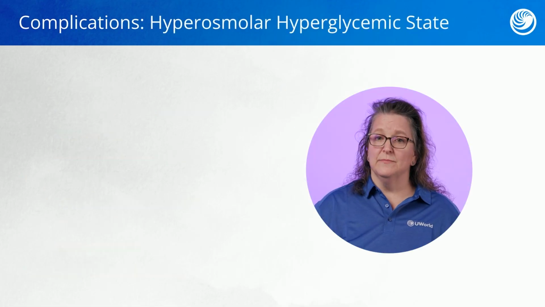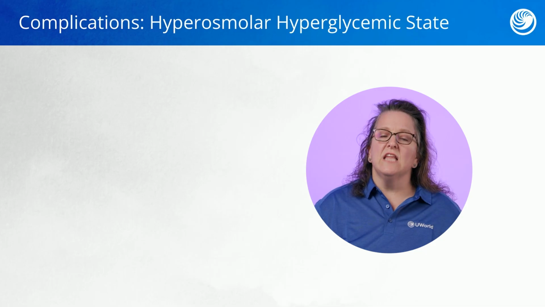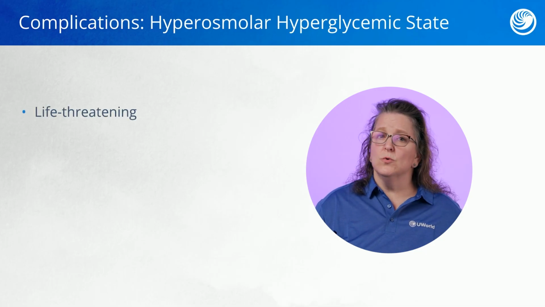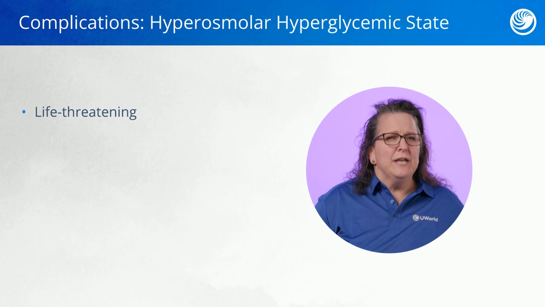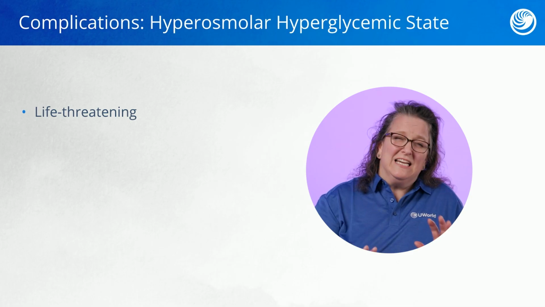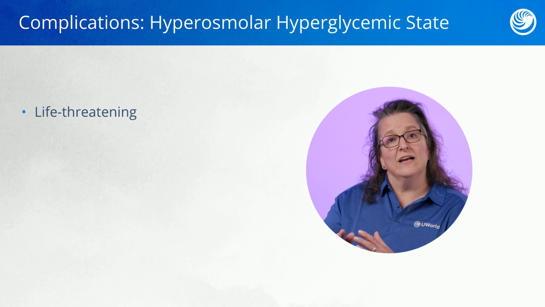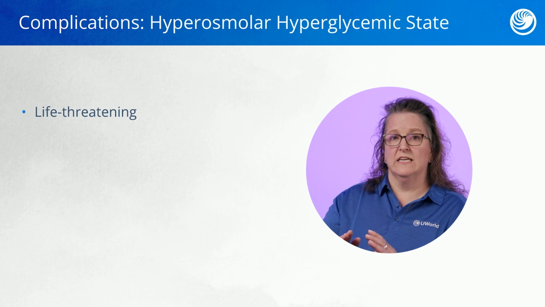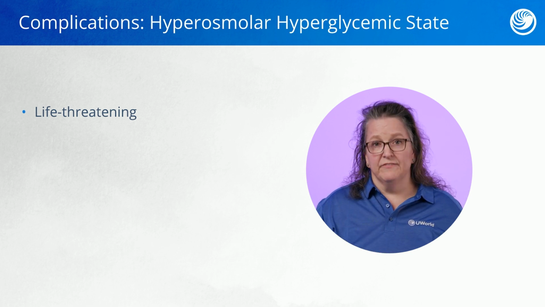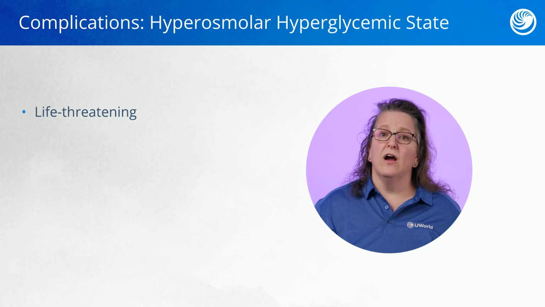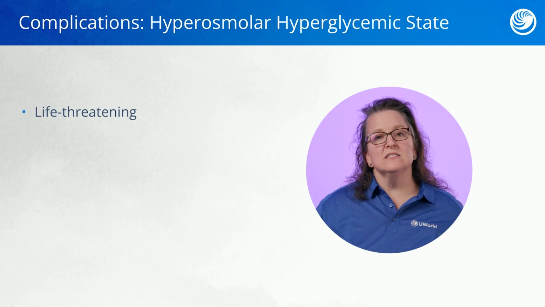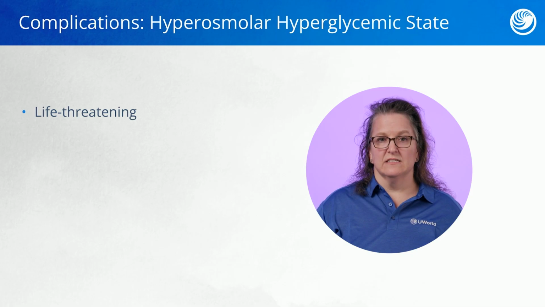Hyperosmolar hyperglycemic state. This is a life-threatening complication to a client with type 2 diabetes. Now remember that the pancreas is making enough insulin to make sure that it doesn't develop into diabetic ketoacidosis and no ketones are seen, but the pancreas isn't making enough insulin to prevent severe hyperglycemia. And this leads to severe dehydration and really concentrated blood. The name says it all: hyperosmolar hyperglycemic state.